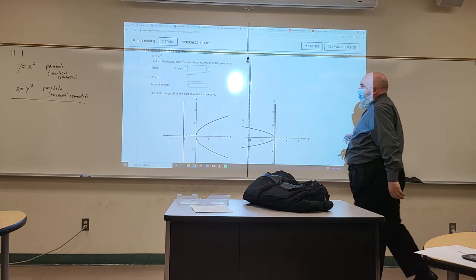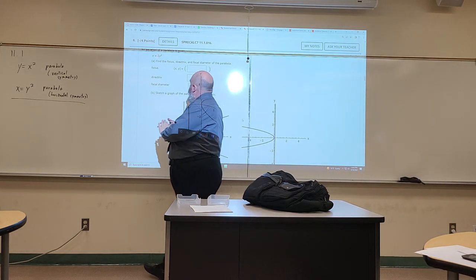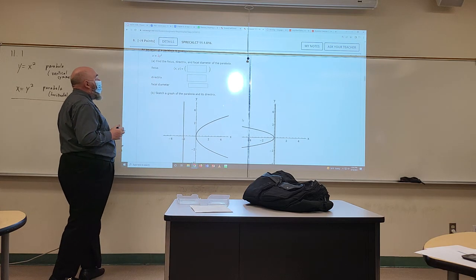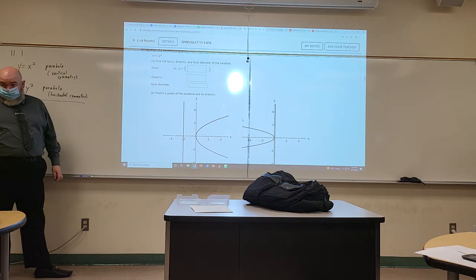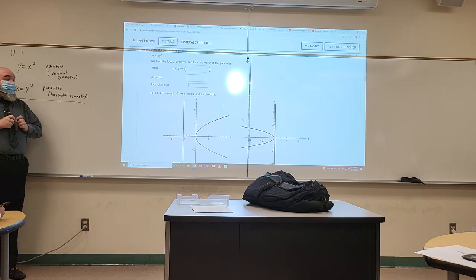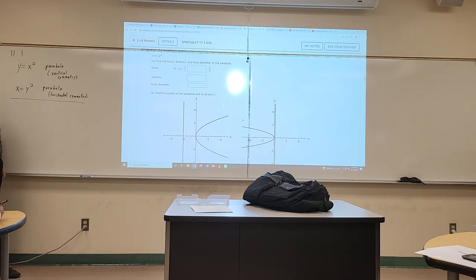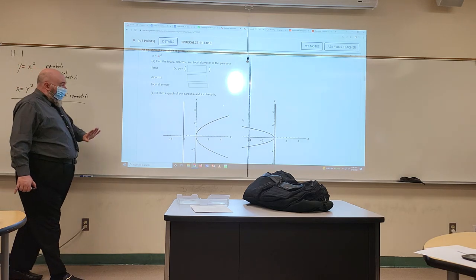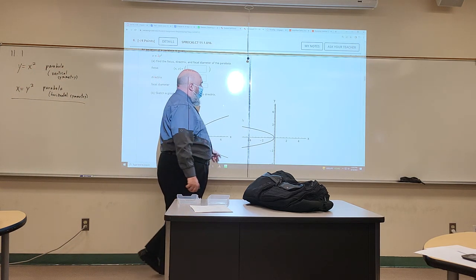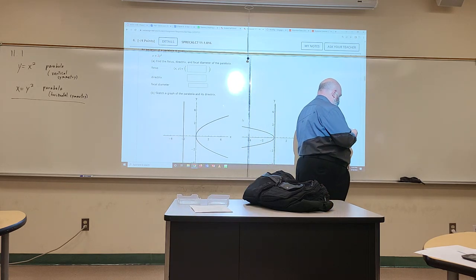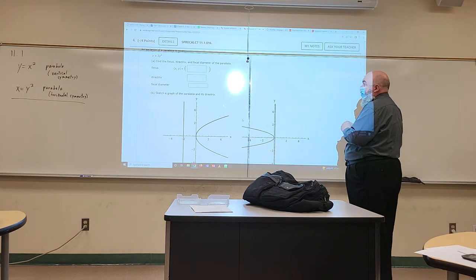They give us the equation x equals 2y squared. We want the focus, the directrix, and the focal diameter. Be careful here. P is, as Daniel researched for us, the focal parameter, not the focal diameter. The focal diameter is going to be 2P. So be careful about that. I'm sure you'll only get it wrong 2 or 3 times before you figure it out. WebAssign will tell you each time, so no worries.